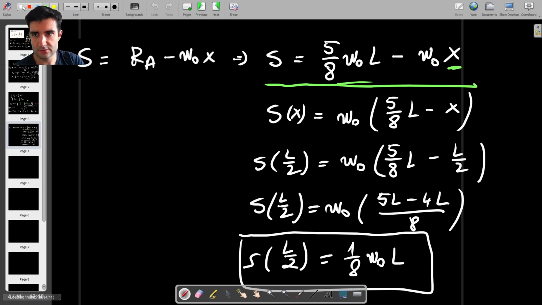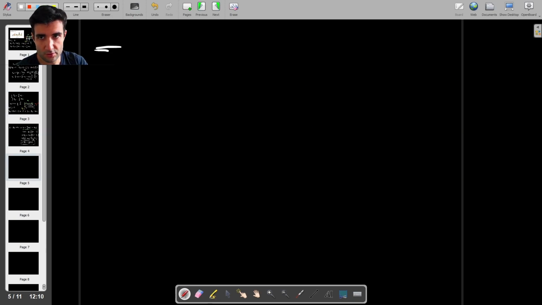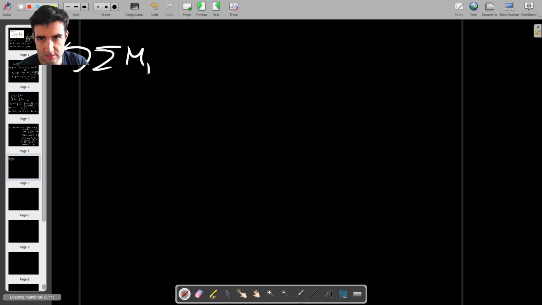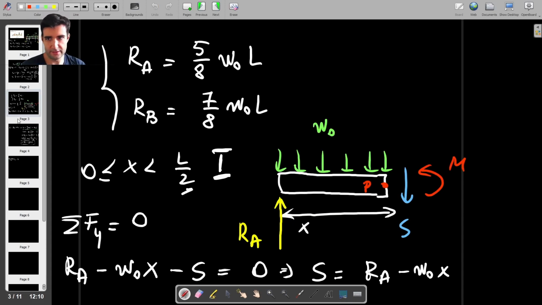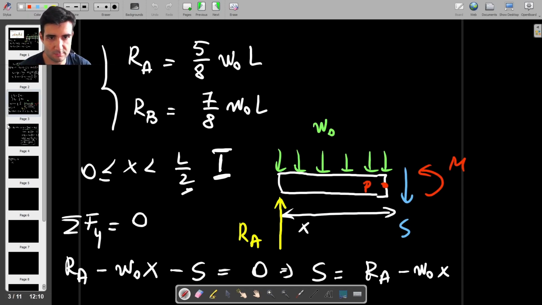Right, let's then find the moment. For the moment, we're going to do the same thing as when we found the reaction forces. So sum of moments, and I'm going to take moments about this point, which is on the cut face, and I'm going to call that point P. So the sum of moments about point P will be equal to 0. So let's see what we have. First, we have the moment M, the unknown bending moment.